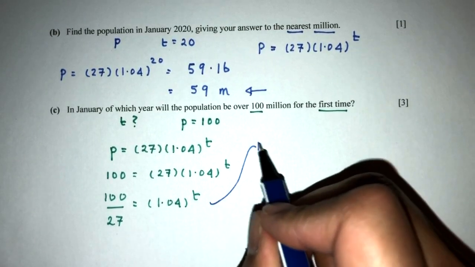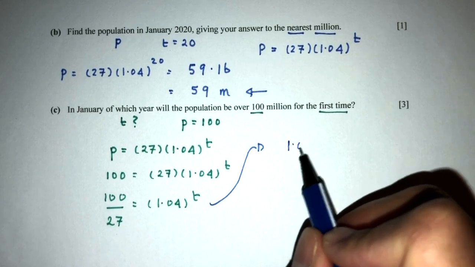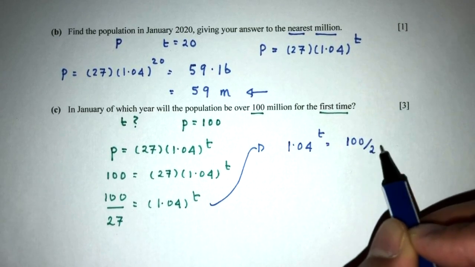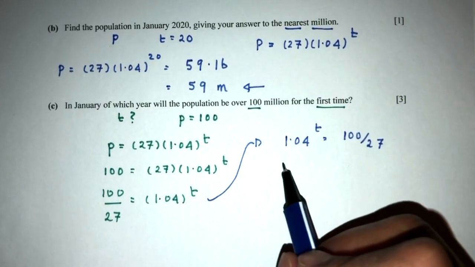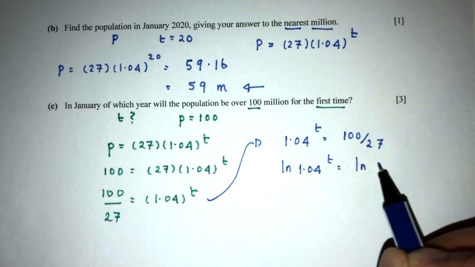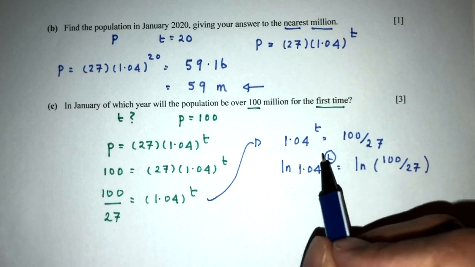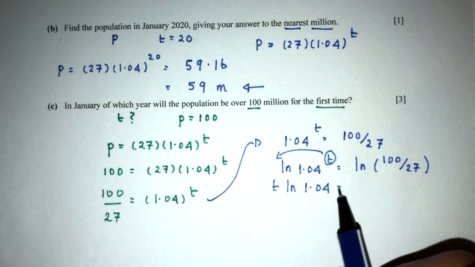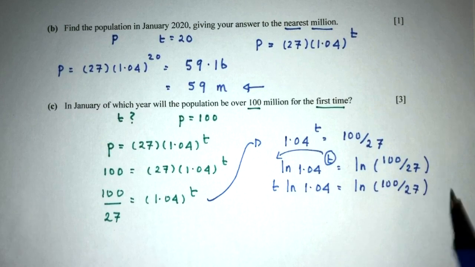Let me rewrite this. We have 1.04 to the power t is 100 over 27. Now, to bring the t down, what can we do? We can apply ln on both sides. You have ln of 1.04 to the power t equals ln of 100 over 27. So bring the power down, that will be t times ln of 1.04 equals ln of 100 over 27.